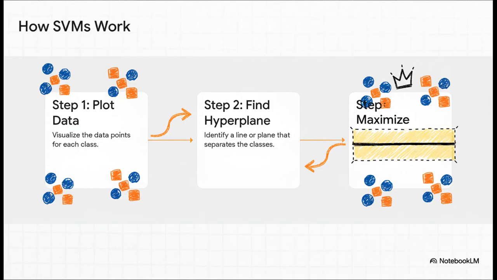So how does it pull this off? Well, you can think of it as a three-step process. First, it just looks at all the data points. Second, it finds the line that separates the two groups. But here's the magic, the really crucial third step. It doesn't just find any line. It finds the line that creates the widest possible street, or margin, between the two groups. The wider that margin, the more confident the classifier is.